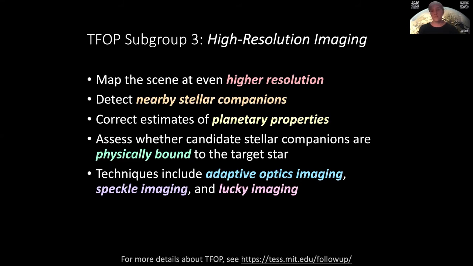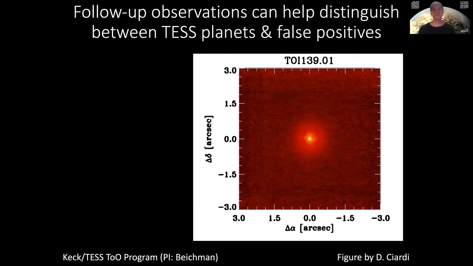You can use multiple techniques to obtain these high-resolution images, but the common ones include adaptive optics imaging, speckle imaging, and lucky imaging. You can learn more about all of these techniques by looking at the slides from previous Sagan Summer Workshops. In particular, you'll want to check out the transit follow-up slides from what I think is the 2016 workshop. We were looking at a lot of lists for what the subgroups do.